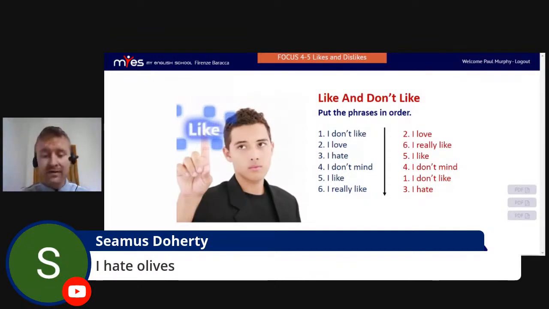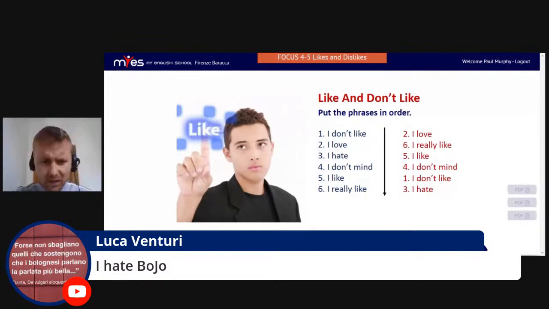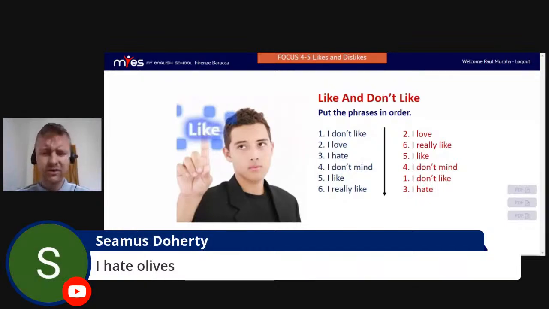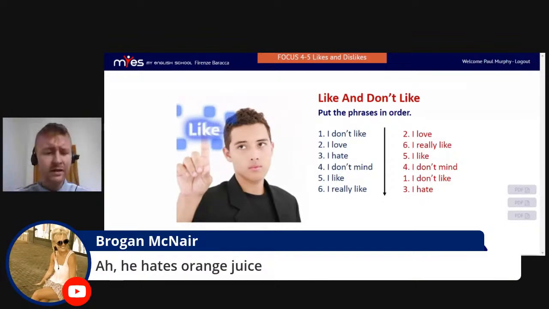I hate olives. Thank you very much. Luca, I hate Bojo. What's that? Try again. Okay, and we have Brogan, and he hates orange juice. Very good. So, Brogan, I'm giving you another point because we have the third person. Remember, guys, third person: I like, you like, he, she, it likes, followed by a noun or a verb. Okay? Wow, guys, so much participation today. Excellent.